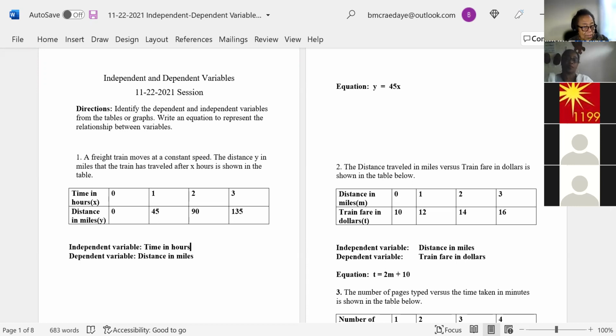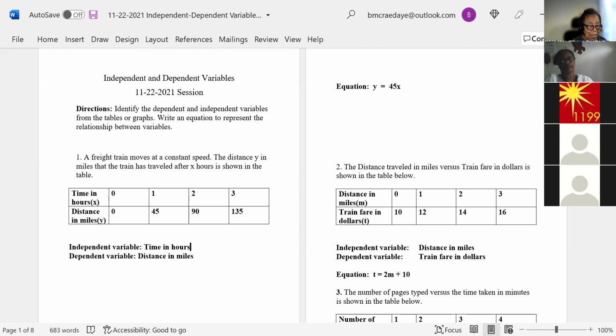Okay, you said the distance in miles is dependent upon the time in hours. Yes, and that is correct. Very good. The dependent variable, distance traveled, is dependent upon the time traveled, right?